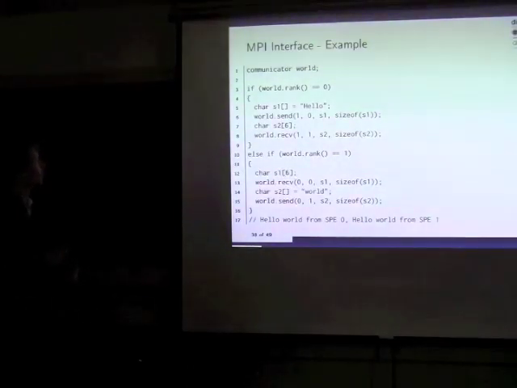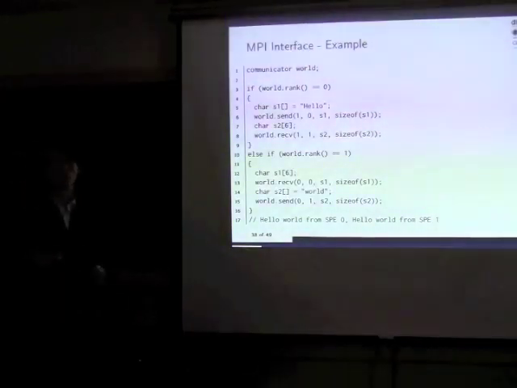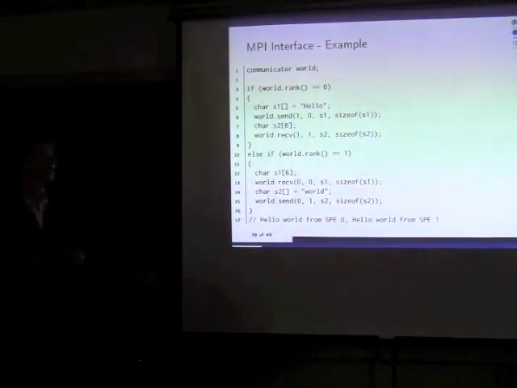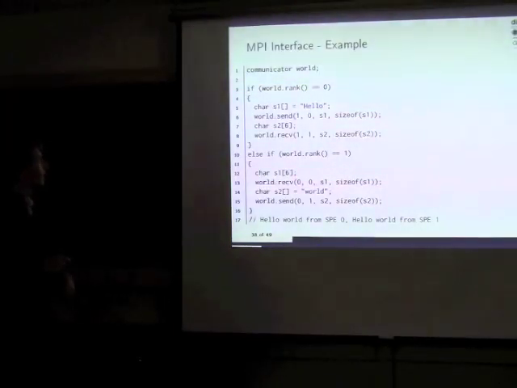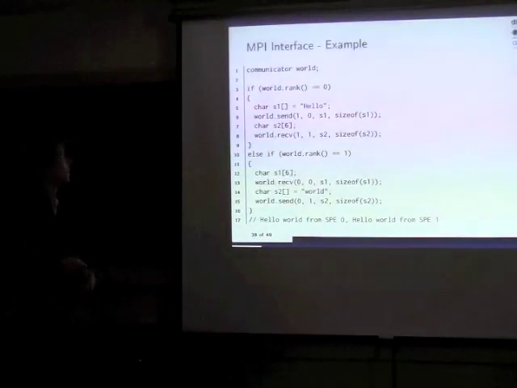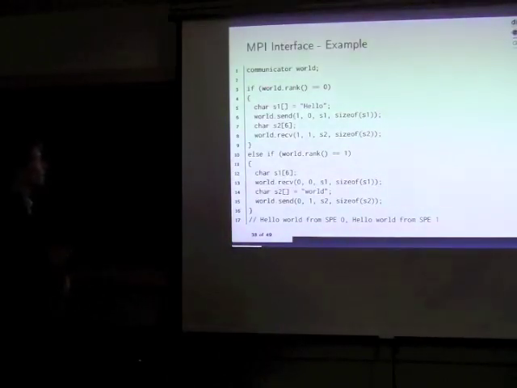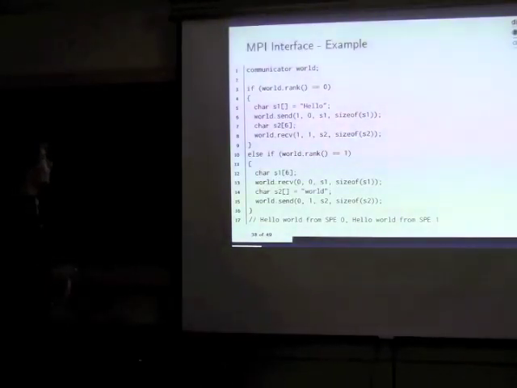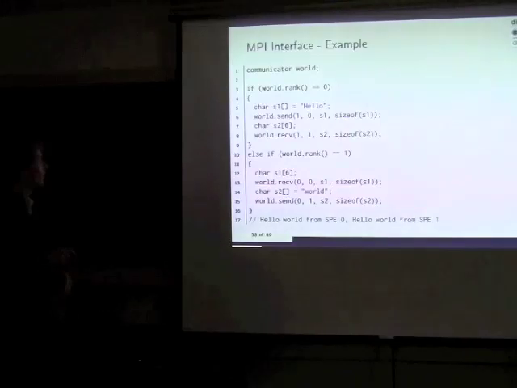You would create a communicator. I call the communicator world, because if you create the communicator without any arguments, it means that all SPUs are part of the communicator. The rank is always the ID of the SPU. So if world rank equals 0, that will only be executed on SPU 0. And if the rank is 1, of course, SPU 1. So what happens here is SPU 0 will send hello to SPU 1 and then receive world from SPU 1. And of course, SPU 1 will receive and then send.